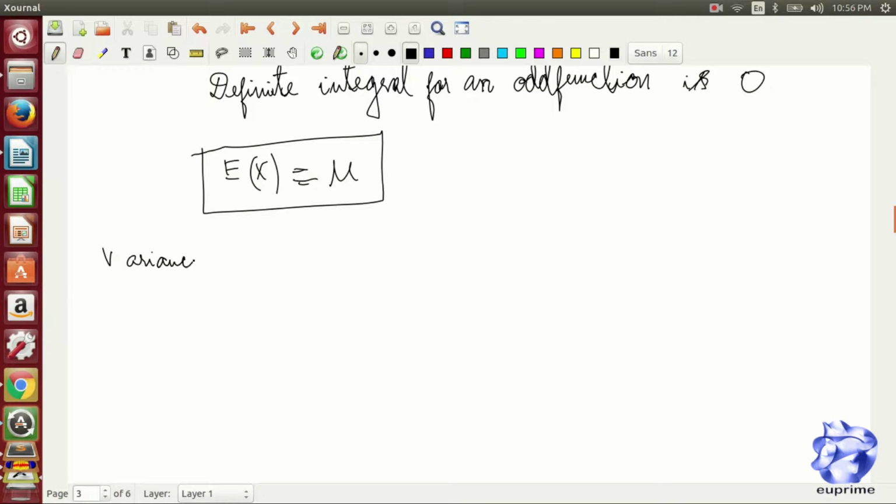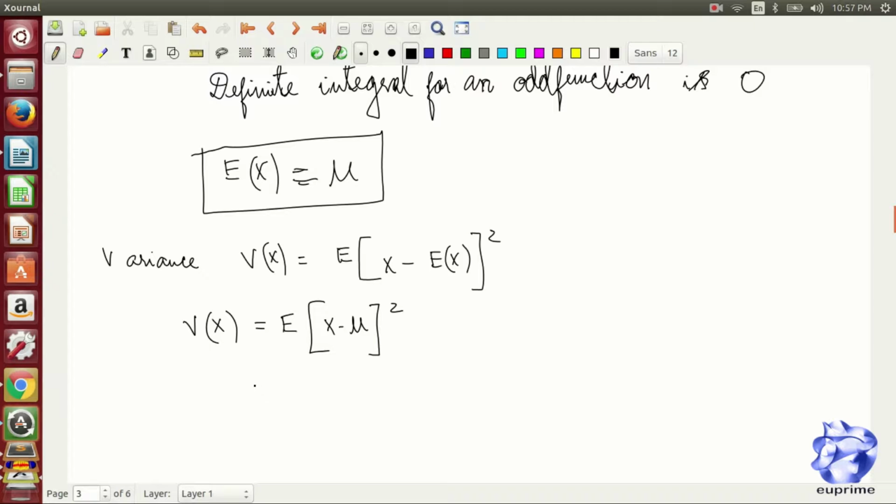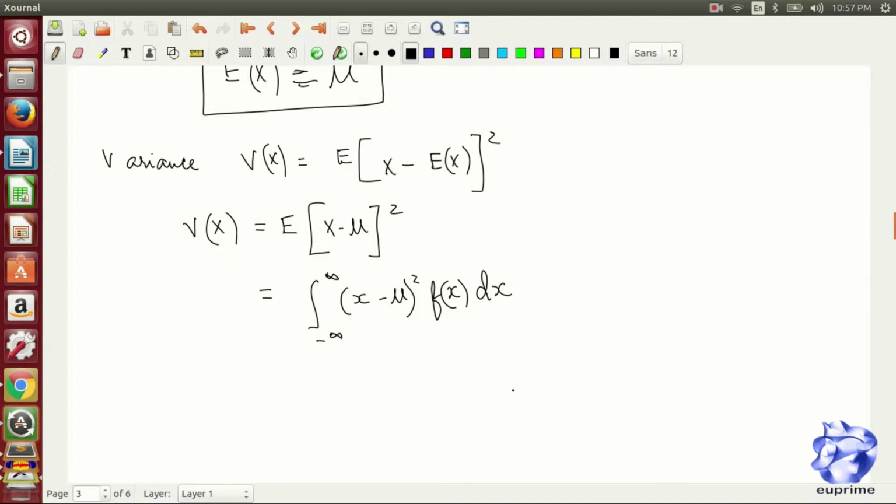Now variance of x, V of x, can be given as E of x minus E of x inside the whole square. So this can again be simplified as x minus mu because we already proved that E of x is mu. And we follow the same process again, where we take integration from minus infinity to infinity.